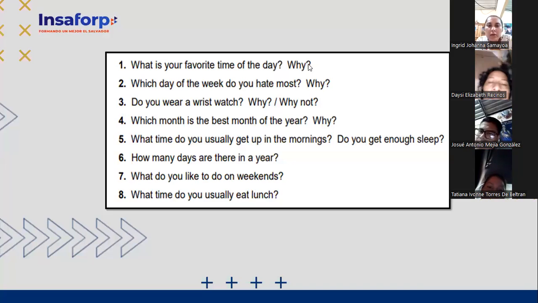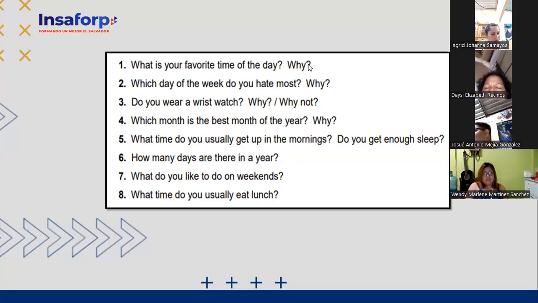Daisy, you are number 1. Ingrid, you are number 2. Josué, number 3. Tatiana, number 4. Wendy, you are number 5. Diego, number 6. Yoami, number 7. And Amilcar, number 8. Let's see. Iniciamos, Daisy.